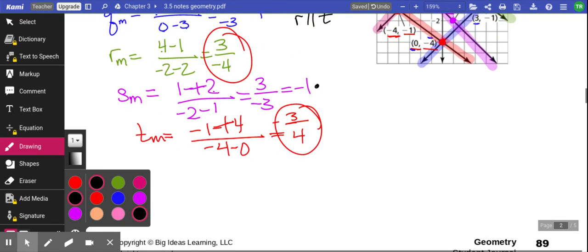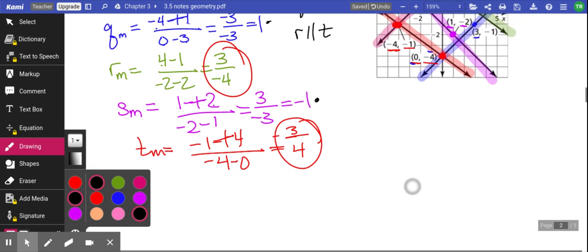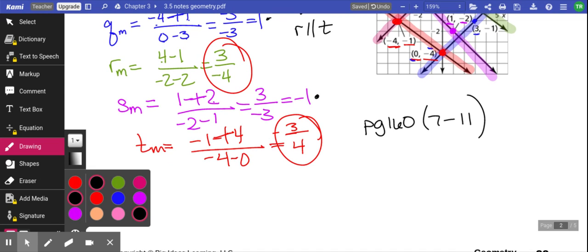At this point, I would suggest you pause the video and do 7 through 11 on page 160, please. I'm going to keep the video going, but I would highly suggest you do those next before you continue.